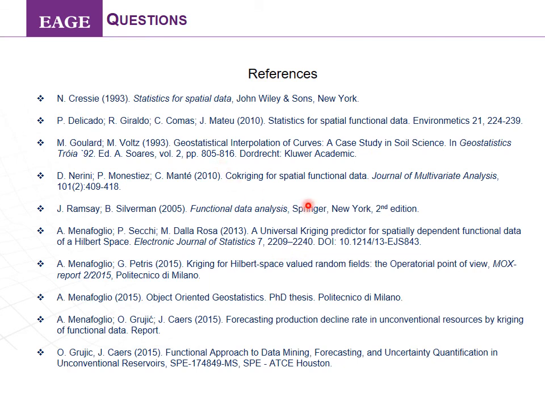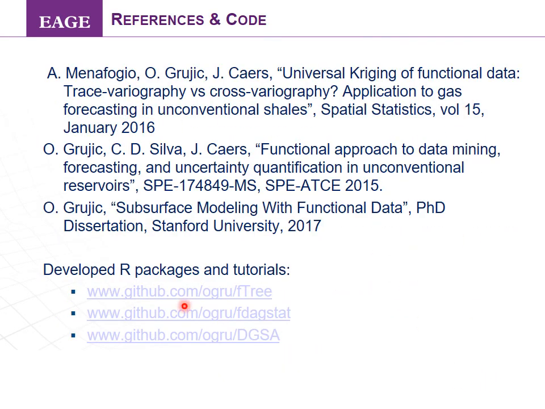Here are some references I'd like to refer to, interesting papers related to the statistics of functional data, such as this paper here. Also the paper by Menafoglio about the universal kriging predictor for spatially dependent functions in Hilbert space, and other papers related to that. Just as before, and this is the same reference I showed in the session 1 presentation, there are a number of codes available in R and other packages for you to try out some of these methods.